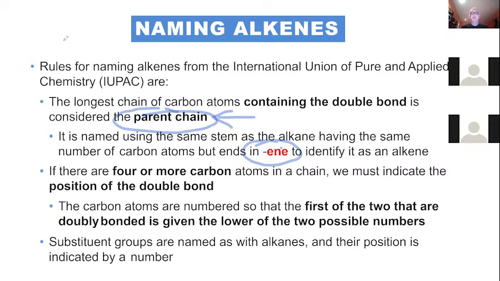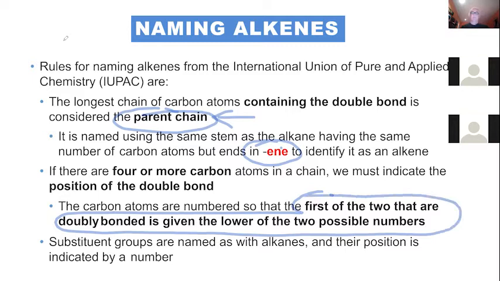And we need to say where the double bond is. If there's more than 4 carbons, we have to say where the double bond is. And we always give the number to the first of the 2 doubly bonded carbons. We also try and give it the lowest number we possibly can. So if it's right at the end, we call it 1. Second one in, 2, third one in, 3. And then if you need to flip it around, if it's the last carbon, then that becomes 1, and we go in the opposite direction.